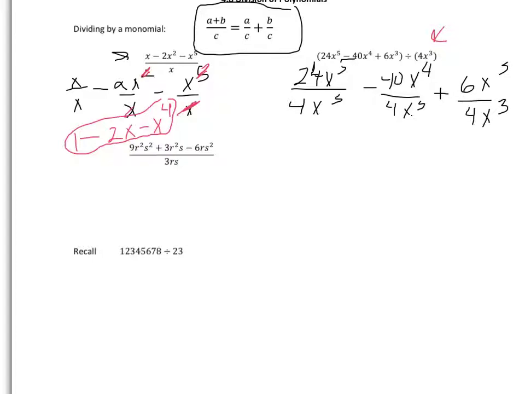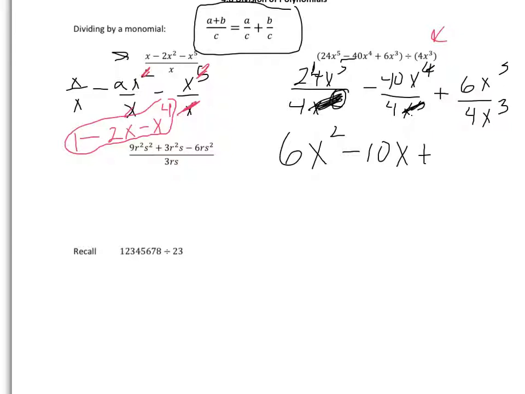Now, we do what we normally would think we do. We divide the numbers by the numbers, and the variables, we take care of those. So 24 divided by 4 is 6. Now, x to the fifth divided by x cubed is going to be x squared. We subtract the 3 off of the 5, or we can think of 3 of these taking care of 3 of those, leaving us just with an x squared. Here, 40 divided by 4 is 10, and then x to the fourth divided by x to the third, 3 of these take care of 3 of those, leaving me with just an x to the first.